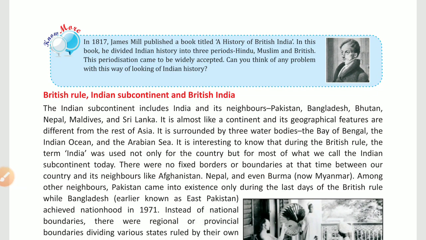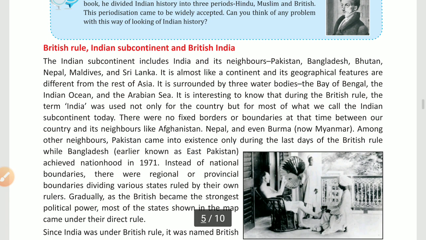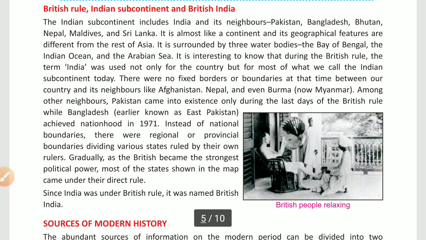Now let us jump to the next topic: British rule, Indian subcontinent and British India. The Indian subcontinent includes India and its neighbors like Pakistan, Bangladesh, Bhutan, Nepal, Maldives, and Sri Lanka. Now you understood who comes in the Indian subcontinent: Pakistan, Bangladesh, Bhutan, Nepal, Maldives, and Sri Lanka. It is almost like a continent, and its geographical features are different from the rest of Asia. It is surrounded by three water bodies: the Bay of Bengal, the Arabian Sea, and the Indian Ocean.